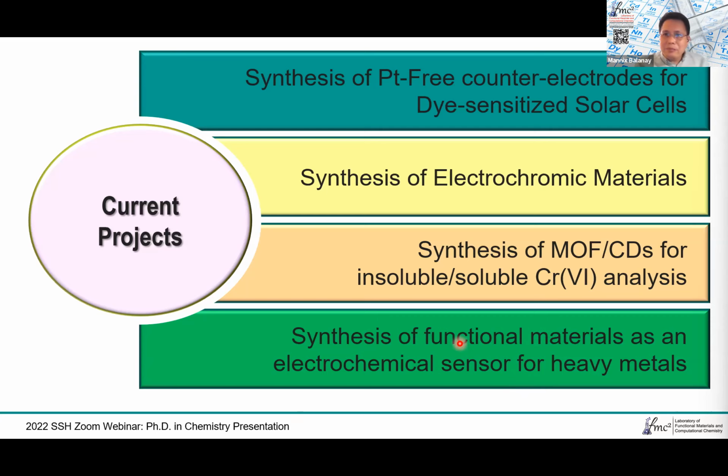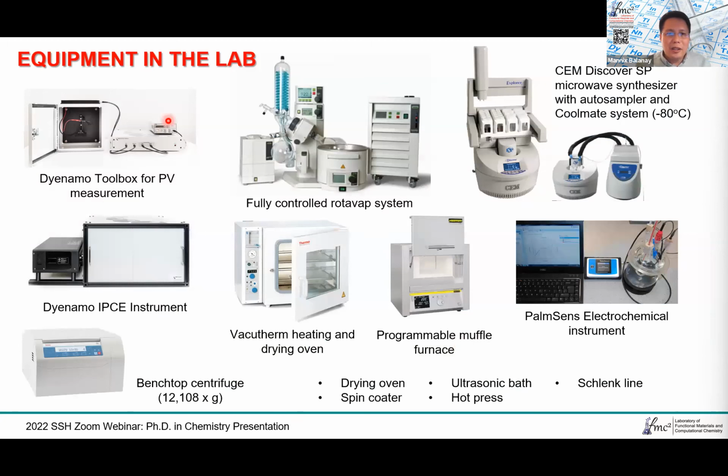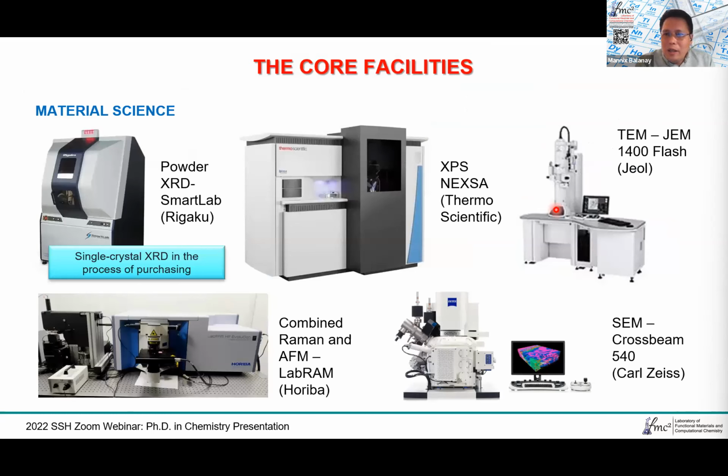So the equipment in the lab is quite varied. We have some tools to characterize our solar cells, and tools to do the synthesis of our nanomaterial, and also some characterization. But in general, at the university level, we have what we call the core facilities, which are well equipped. We have a powder XRD, and we are in the process of purchasing a single crystal XRD. We have an XPS, TEM, SEM, and even an AFM.